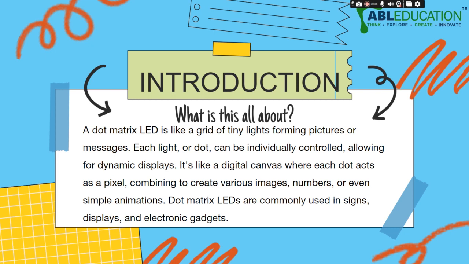And now you have put 64 LEDs in the square shape as well. So it has 8 rows and 8 columns, and you can individually control each LED according to yourself. So this is a dot matrix LED. Later we are going to see the image of the dot matrix LED as well, and the most common signs and displays, and where it is used.